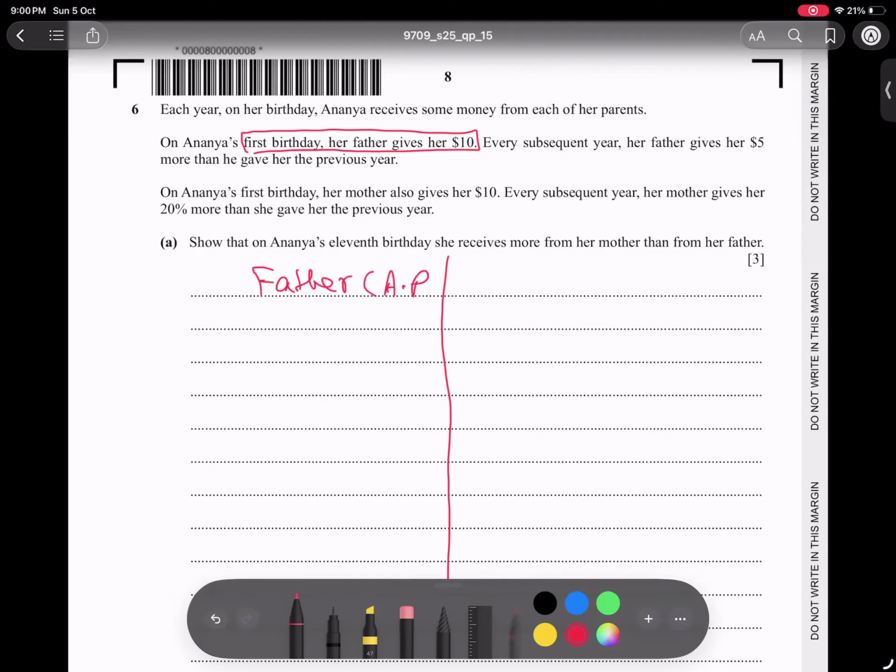And what is the first amount? A is equal to 10. And common difference is 5. Okay, next part. On the first birthday, her mother also gives her $10. Every subsequent year, her mother gives 20% more. So whenever percentage comes, it's called a geometric progression, GP. So first amount is 10 again, but the common ratio is interesting.